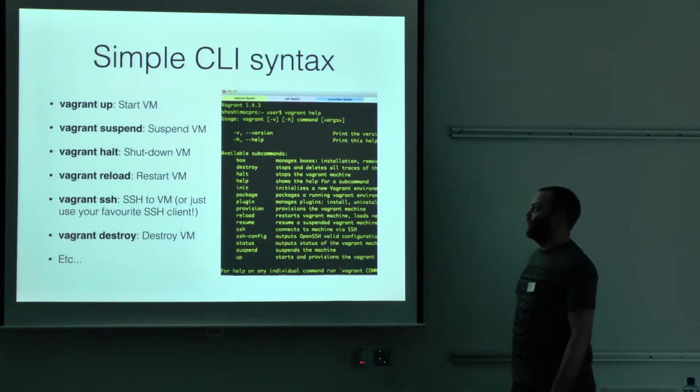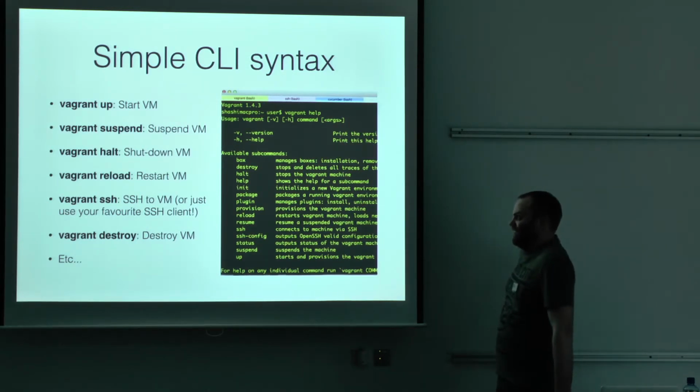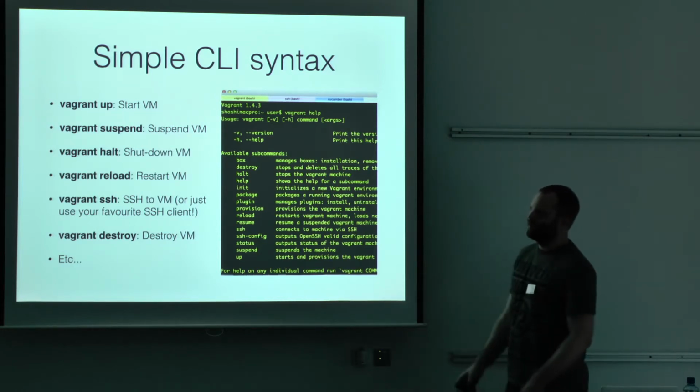And Vagrant has a really simple CLI syntax, as you can see from both sides of the slide. There's not really much to talk about there. It's fairly straightforward. To start a VM, you type vagrant up. Suspend it, vagrant suspend, halt, reload, SSH. So you spawn a VM, you want to SSH into it to have a look around, do whatever. Vagrant SSH, you're in.